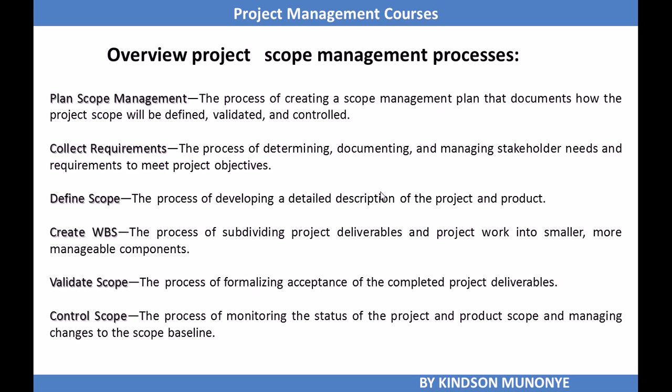Now we are going to consider the following 6 processes under the scope management knowledge area. And this is an overview of the 6 processes. The first one is plan scope management, and this is a process of creating a scope management plan that documents how the project scope will be defined, validated, and controlled. And secondly, we have collect requirements, determining, documenting and managing stakeholder needs and requirements to meet the project objectives. The next process is define scope. Then we have create WBS, validate scope, control scope. These are the 6 processes under the scope management knowledge area.